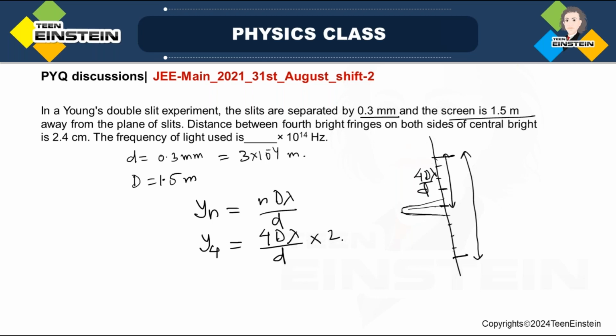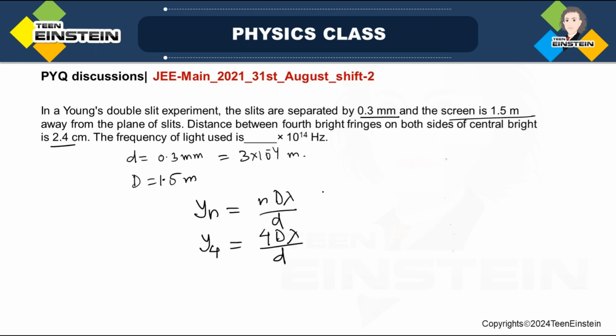And this is given. So according to the question, what is given? The distance between fourth bright fringes on both sides of the central bright fringe is 24 centimeter. The frequency of the light used. So you have to find out the lambda first. So what is given? You have been given 2 into y fourth is equal to the given distance 24 centimeter, that is this much meter.